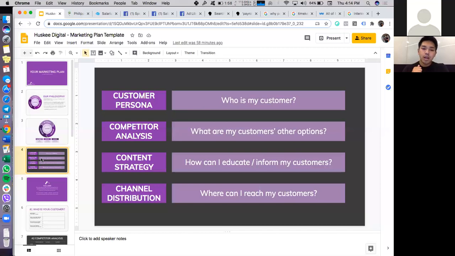Okay, so before we start, just really quickly, I want to discuss what are the 4 components of a marketing plan. And to make it simple for you, you just have to memorize 4 C's: customer persona, competitor analysis, content strategy, and channel distribution. So you always start off with asking yourself, who is my customer? What do they look like? Where do they live? What do they think like? And then you want to be able to look at your competitors. Okay, you look at all of the options that your customers have.